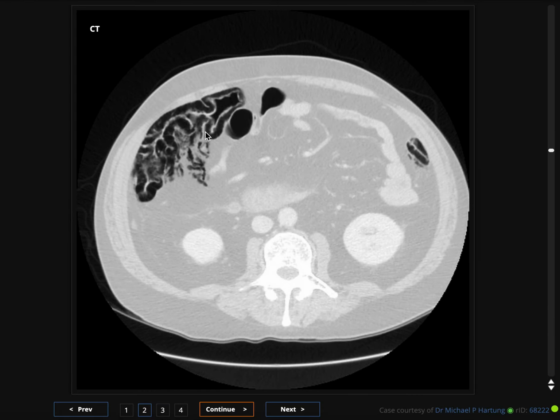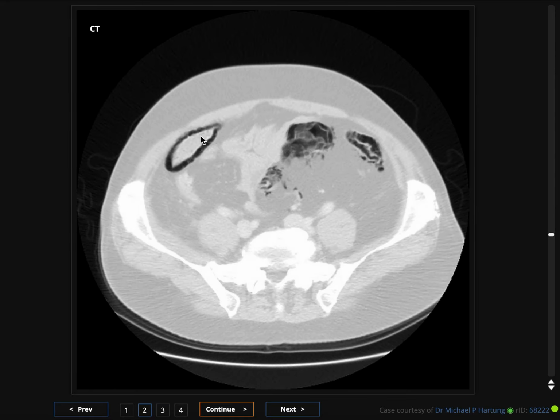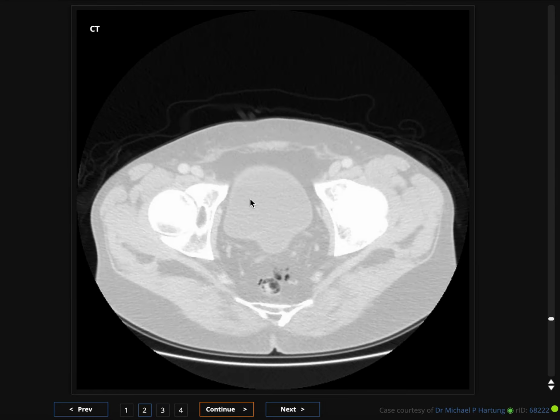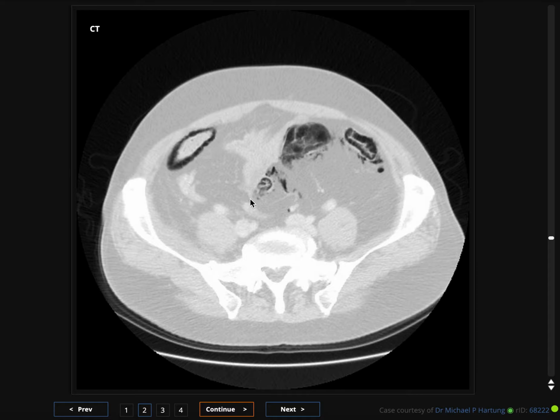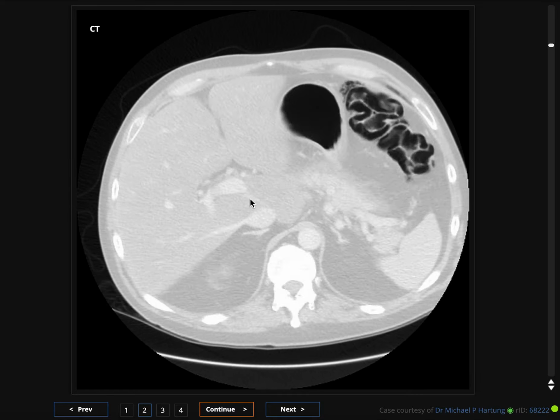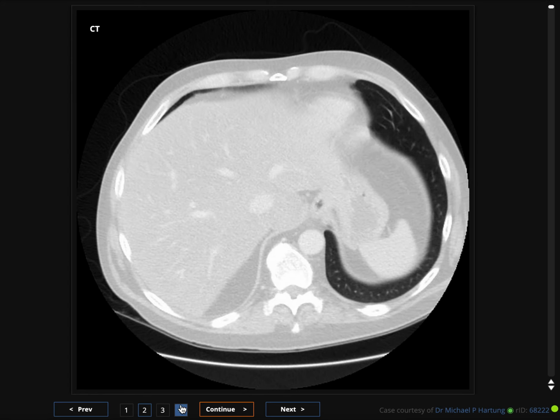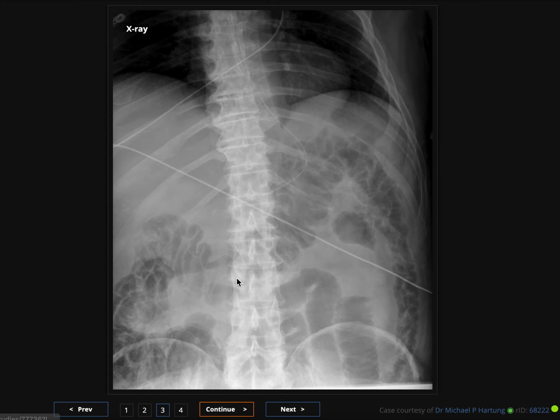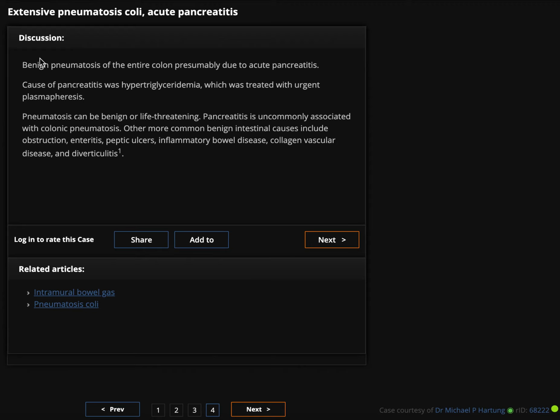And now we have to answer, why does this person have pneumatosis? And I'm not so sure. Pneumatosis usually has a big differential. There are some benign causes, there's some bad causes. This person has pancreatitis and pneumatosis. Let's just look at the X-ray. And we do see pneumatosis. Let's go to the discussion. So benign pneumatosis of the entire colon, presumably due to pancreatitis. Okay, I did not know that pancreatitis could cause pneumatosis.